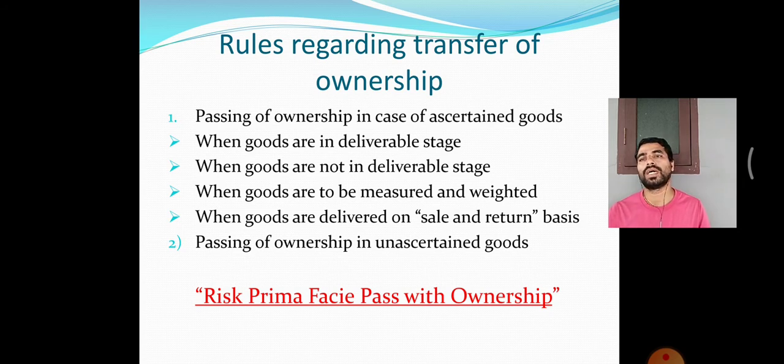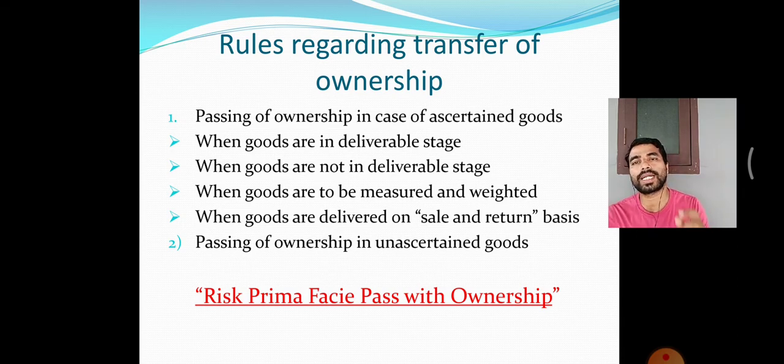Number one, passing of ownership in case of ascertained goods or specific goods. Yesterday we explained very clearly what are ascertained goods and what are specific goods: specific goods, ascertained goods, unascertained goods. A specific or ascertained good is one which is separated from the main bulk of goods, so it is very clearly ascertained. Say when you go to buy a car and the car is in the showroom and they show you this is the car, that is an ascertained and specific good.